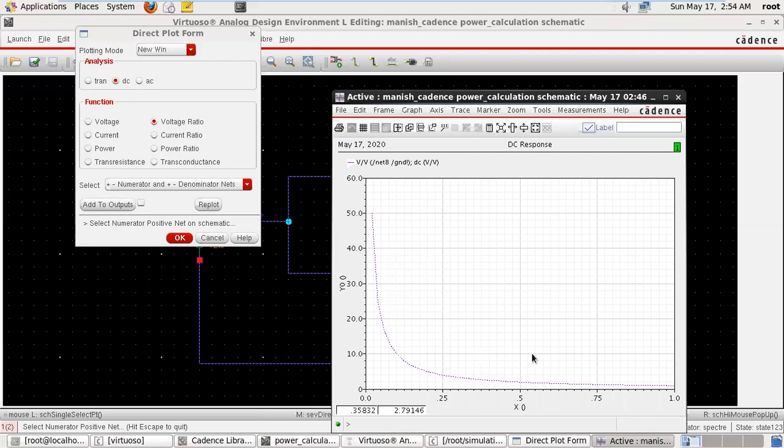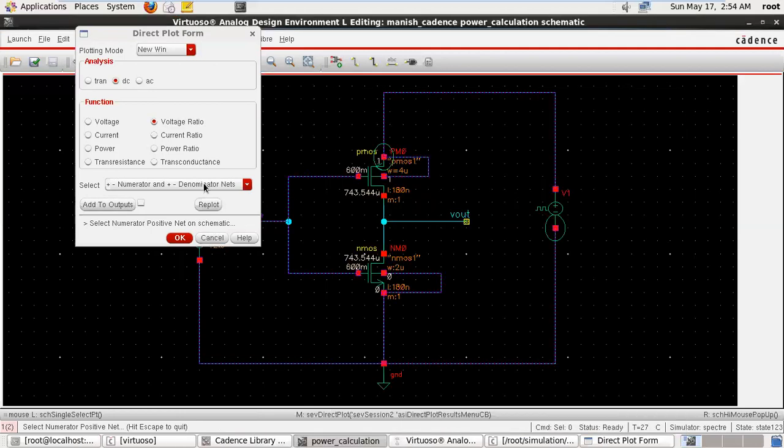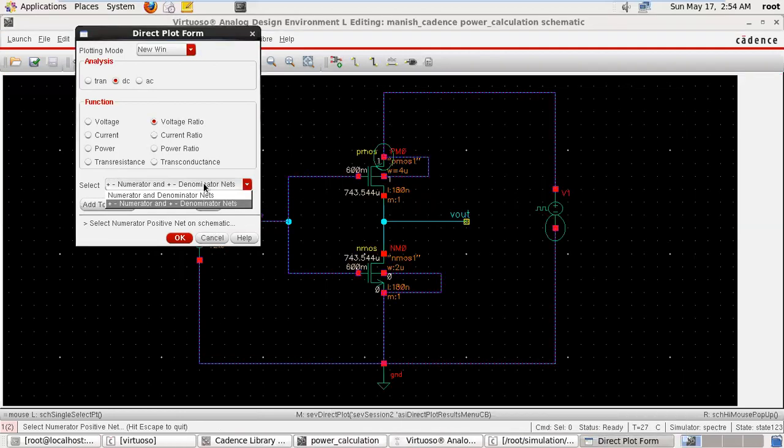Okay, so in the voltage ratio, two types of voltage ratio can be obtained: numerator and denominator nets, which have the common ground point or reference point, or this one, which will give you the potential difference. So you require four points of selection. So this is the voltage ratio.